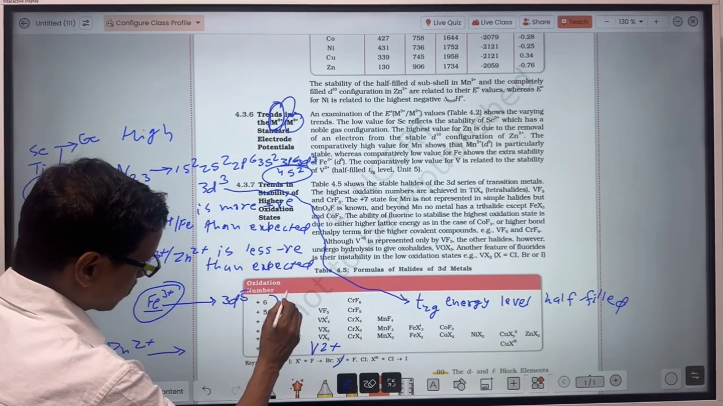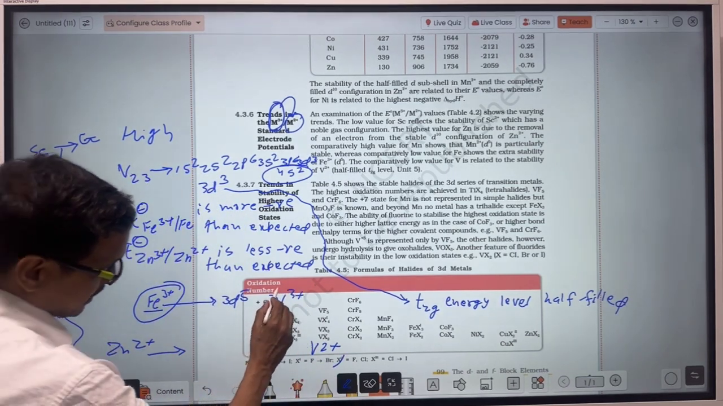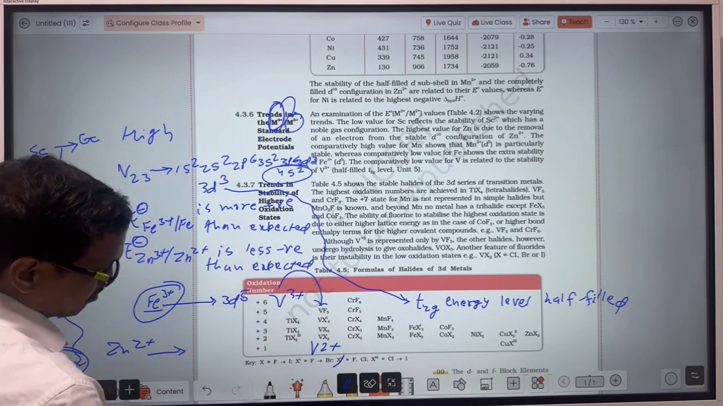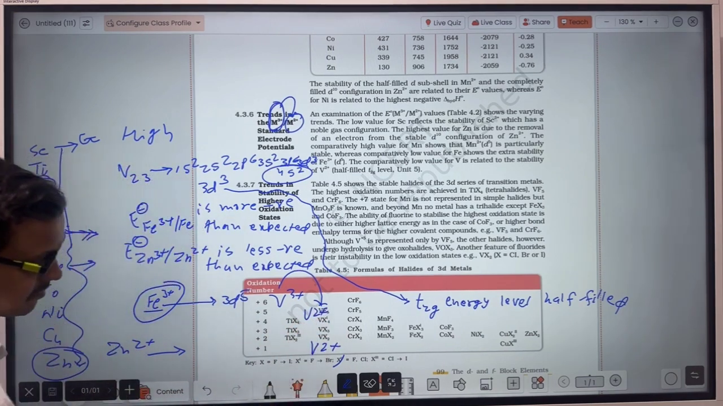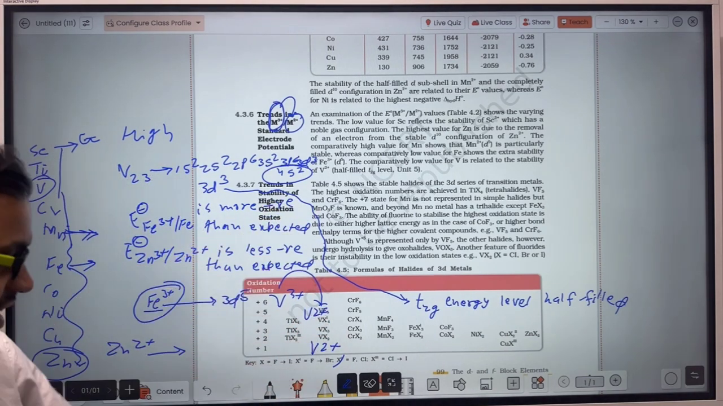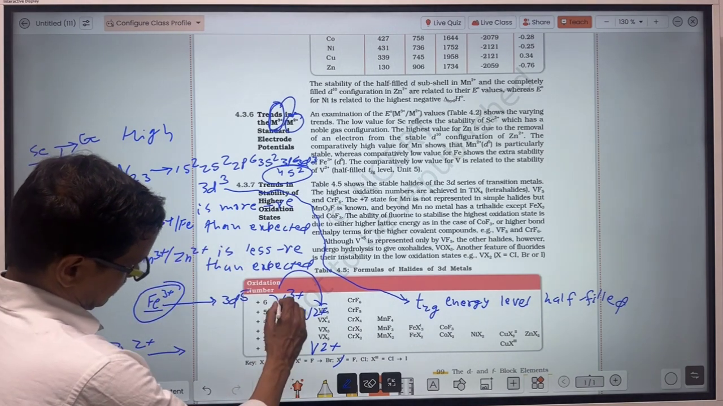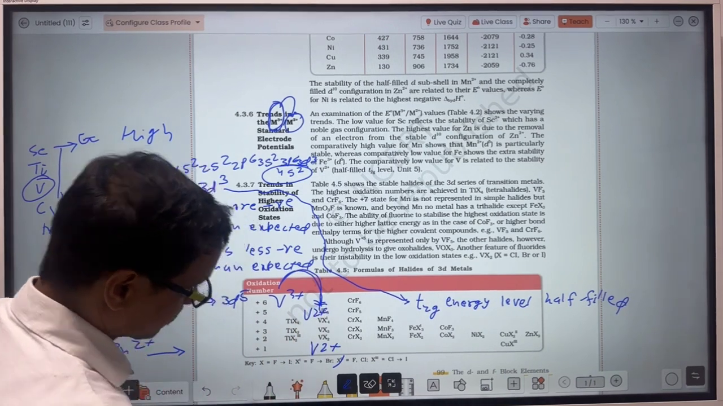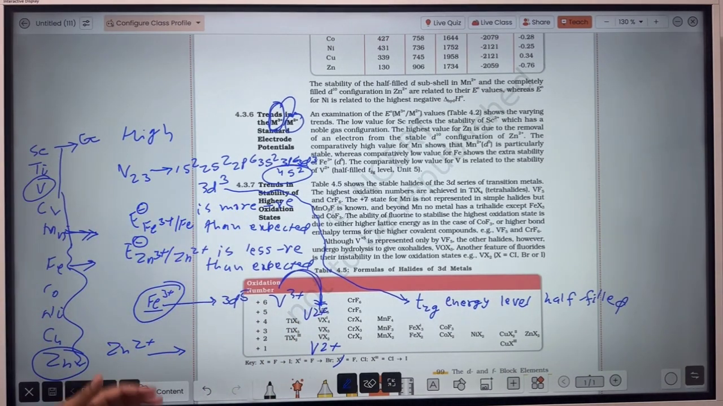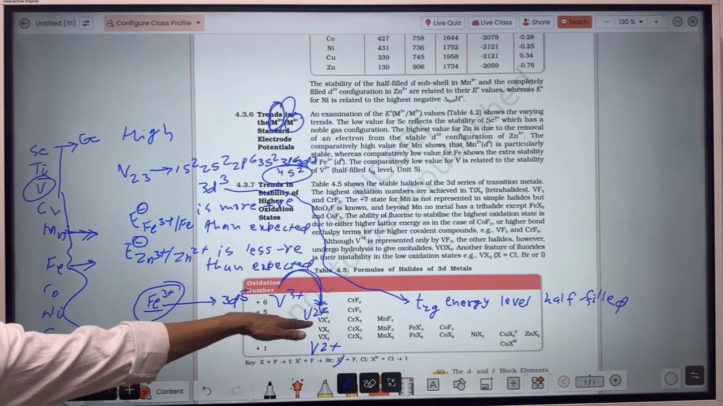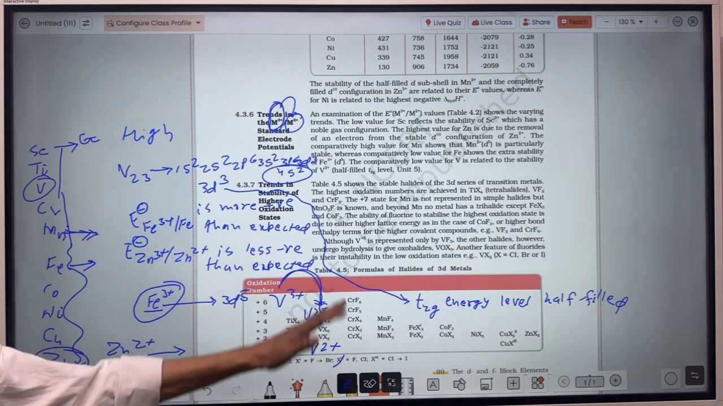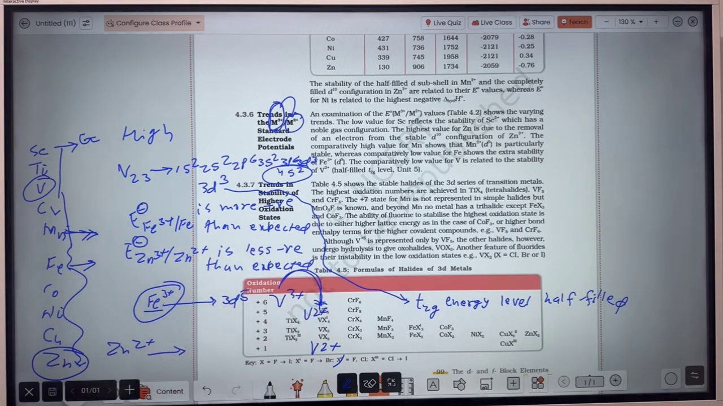So if vanadium has undergone the +3 oxidation state, it will have a high tendency to come to the +2 oxidation state. So the value will be less negative than expected. That means the reduced form is more stable. Very easy.